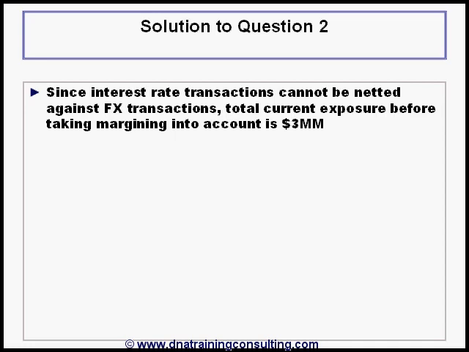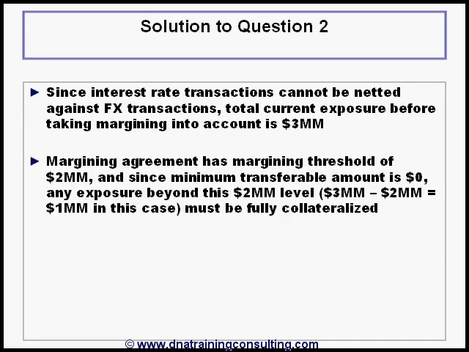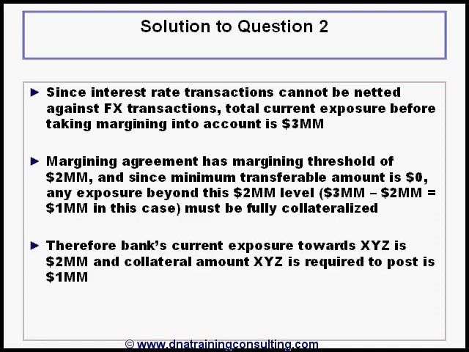The margining agreement has a margining threshold of $2 million, and since the minimum transferable amount is 0, any exposure beyond this $2 million, i.e. $1 million in this case, must be fully collateralized. Therefore, the bank's current exposure towards XYZ is $2 million, and the collateral amount XYZ is required to post is $1 million. And therefore, the correct answer is A.